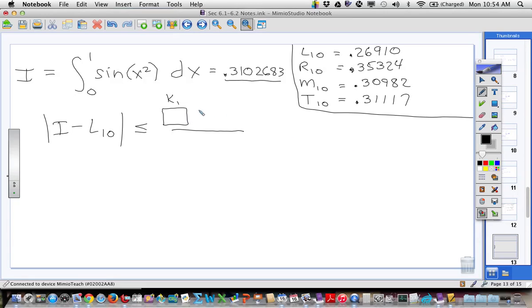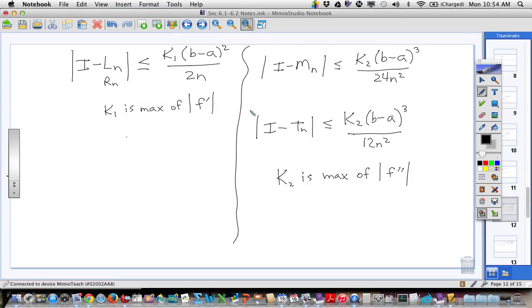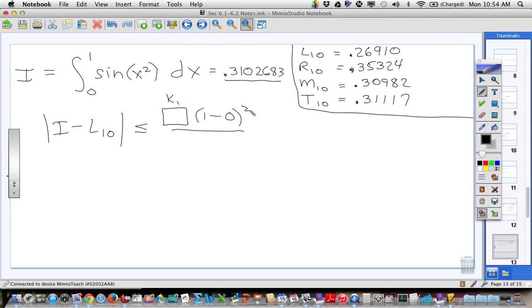Okay? And then here we have b minus a, so that'd be 1 minus 0. And was that squared then in that formula? Okay, I can't remember. Here it is right here. Yeah, it was squared. All right. And then on the bottom would be what? 2 times 10, which, yeah, you could just write 20. That'd be fine. All right? So it's really easy.